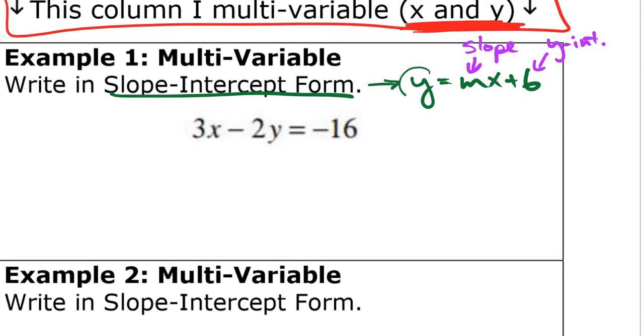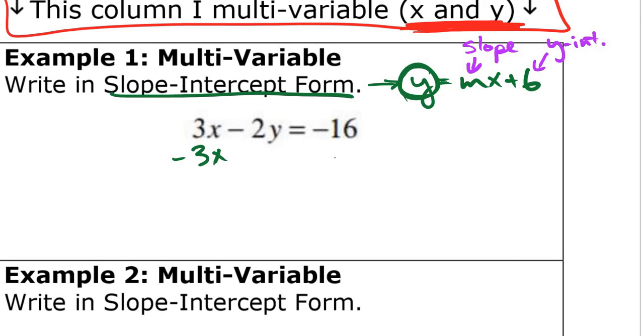So if we are trying to get the y on its own side, that means we have to isolate it. So we have to get rid of the 3x and that 2. First we get rid of the x value. It's what's being added or subtracted to the y value. So how do we get rid of that 3x? If you said minus 3x, you are correct.